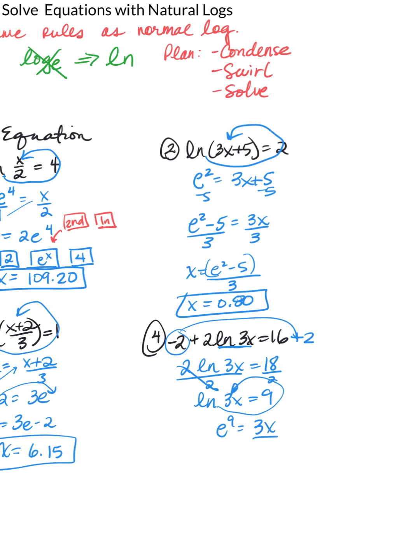Okay, well, I'm going to solve for x. I'm going to divide both sides by 3. So x is equal to e to the 9th over 3. Put that in your calculator, then divide by 3. When I did that in the calculator, I got x equals 2,701.03. So you may end up with large number answers. Doesn't mean it's wrong. It's okay.